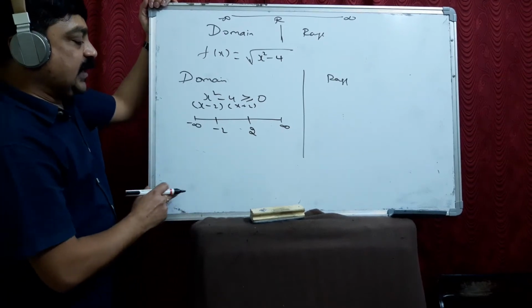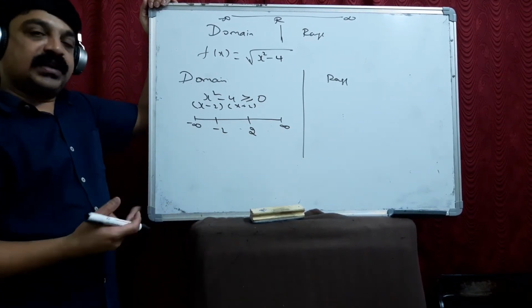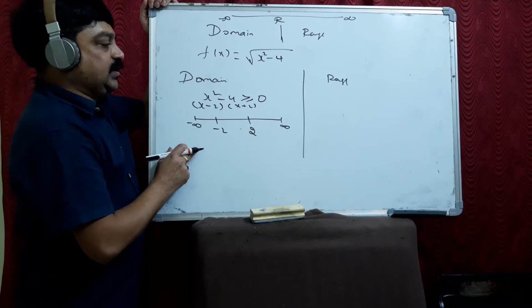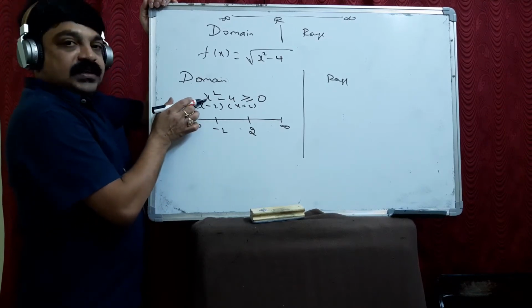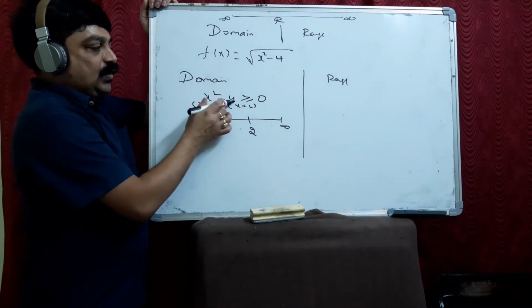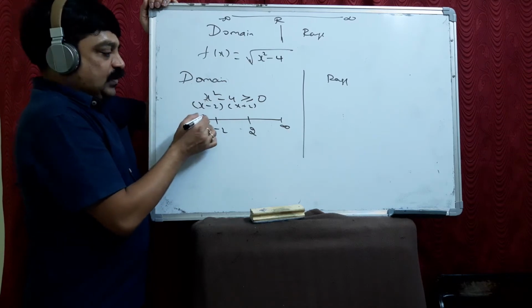So what I say is, take any value before minus 2. Let us take minus 3. Substitute minus 3 here. It becomes 9 minus 4, 5. Positive, no? So it is positive.